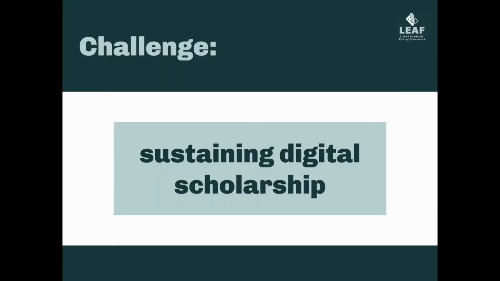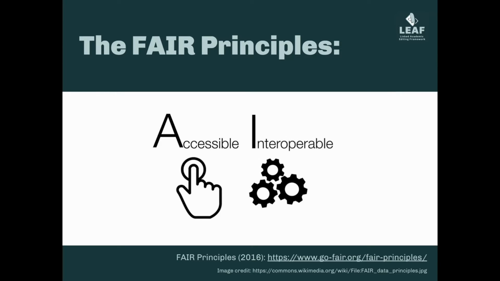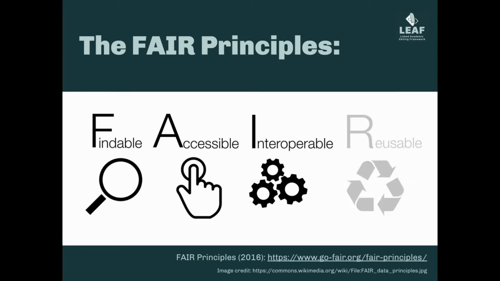LEAF tackles the sustainability challenge that confronts scholars who undertake online projects. Online scholarship needs to stay accessible. It needs to be accessible not just as interoperable data, but through an interface that makes it searchable and findable by researchers and an ever-broadening public. And it needs to be reusable so that others can produce further knowledge. That means following and going beyond the FAIR principles.